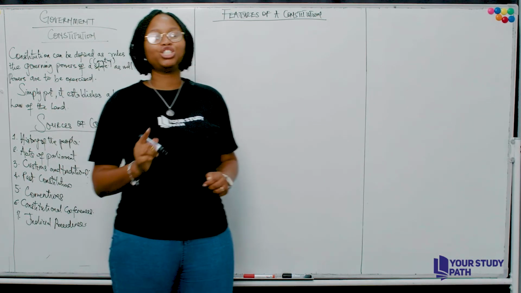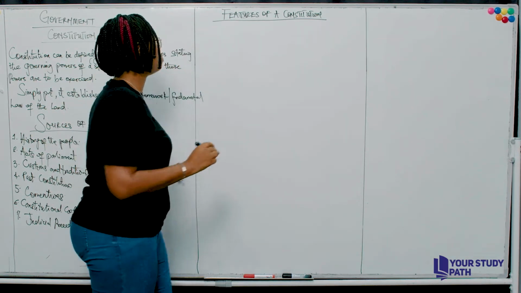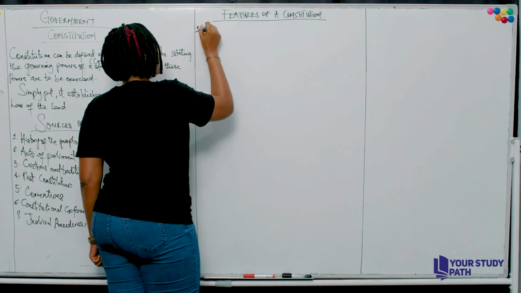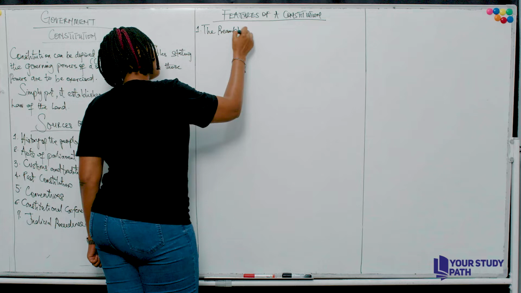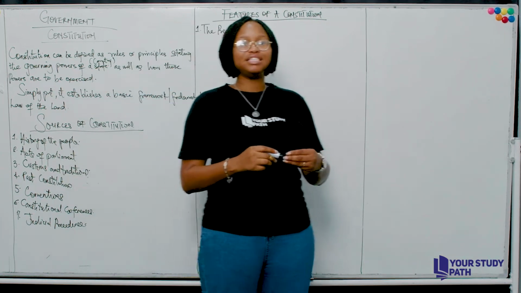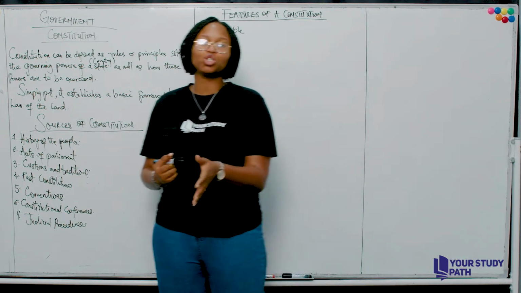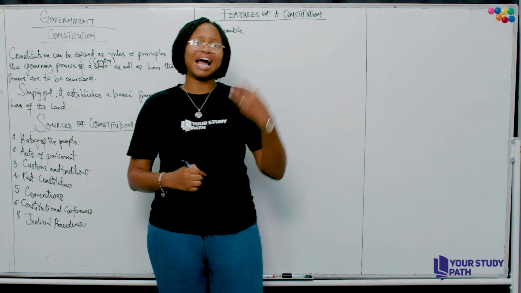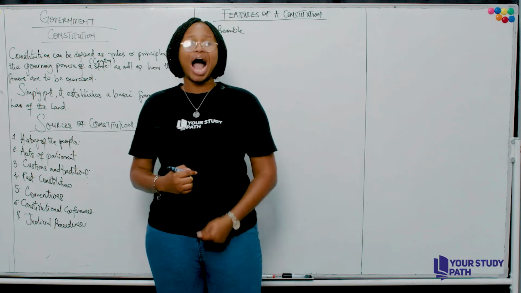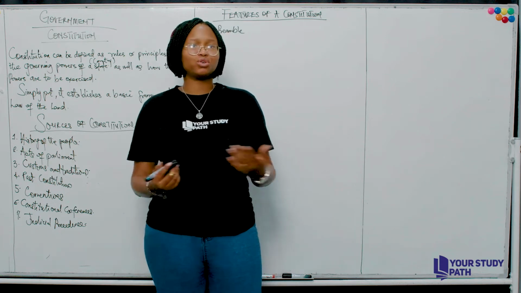The first thing that is usually in a constitution is what we call the preamble. The preamble is simply like an introduction to a book. In the preamble, we have a summary of the items that we are likely to see as we progress through the pages of the Constitution.